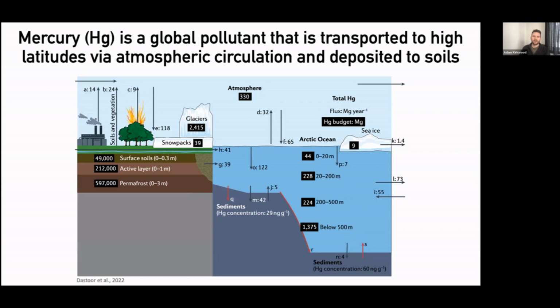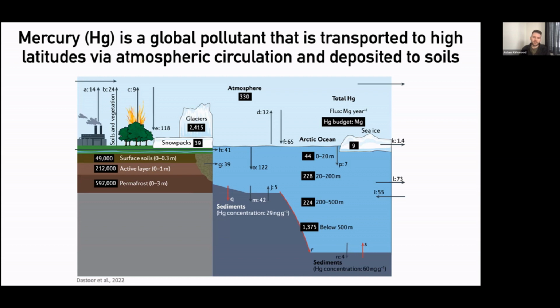So I'll get started by introducing mercury a little bit. For those of you who aren't very familiar with it, it's a global pollutant and it's a heavy metal. Mercury can be transported to high latitudes up to the circumpolar north via atmospheric circulation. Mercury is released by both anthropogenic and natural forces.